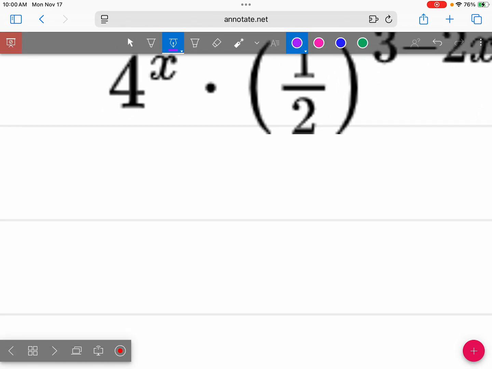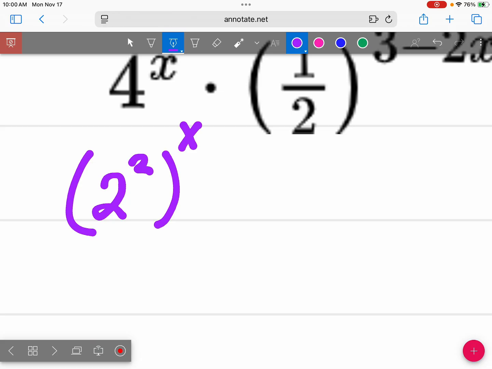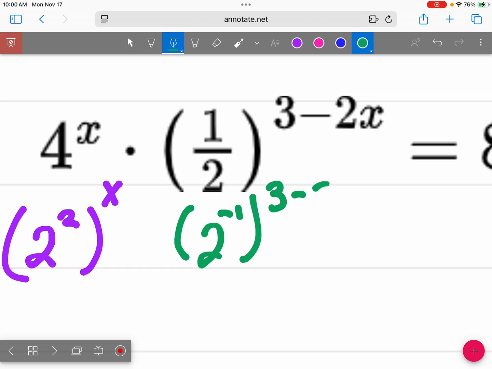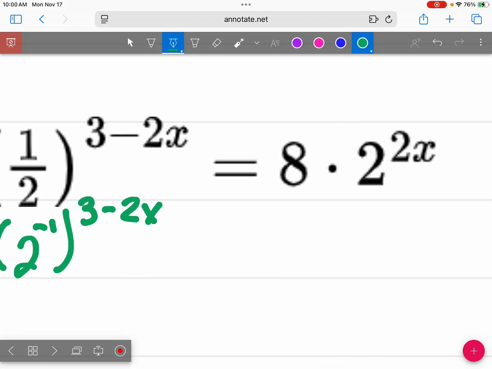So when I rewrite 4 to the x as 2 squared to the x, and I can rewrite my 1/2 as 2 to the -1, and it's got that same power, 3 minus 2x. What about 8? 2 cubed, 2 to the 3rd. And then the last piece is already a 2, so I don't have to worry about that right now. 2x.